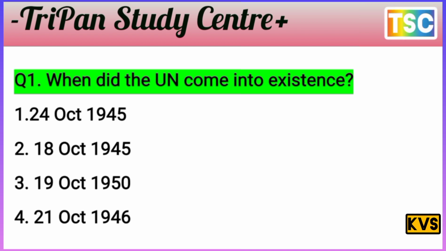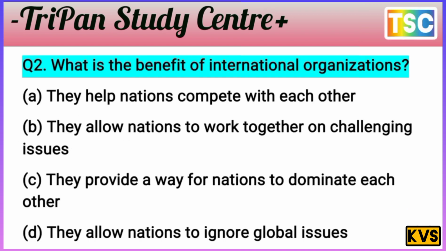But actually the UN came into existence on 24 October 1945. That's important: the UN came into existence after the Second World War, meaning 24 October 1945. That's an important question. And let's see the next question here.